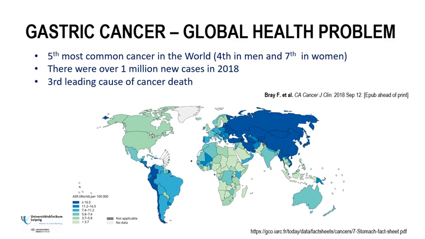Gastric cancer is a global health problem. From a global perspective, it is the fifth most common cancer in the world, ranking number 4 in men and number 7 in women. There were over 1 million new cases in 2018, and it was the third leading cause of cancer death worldwide.